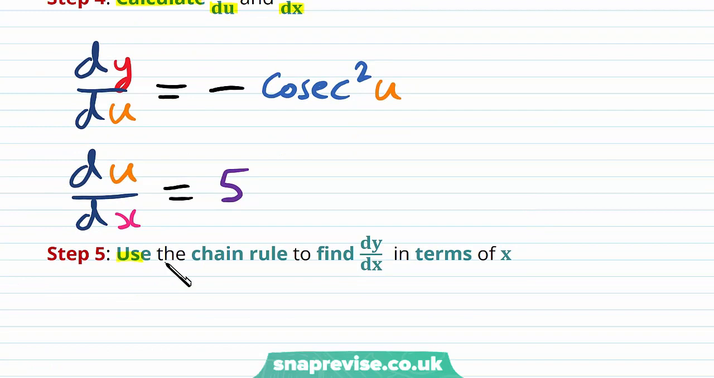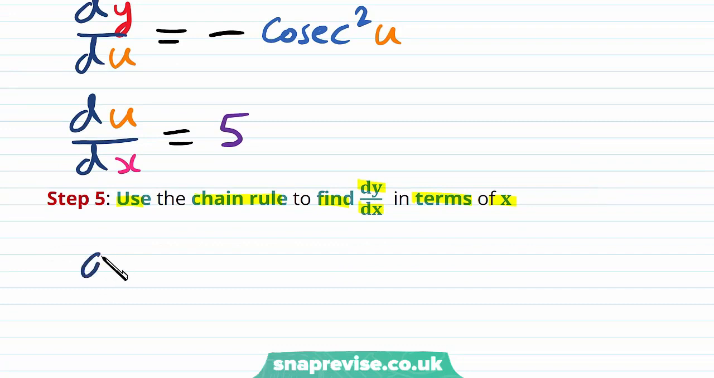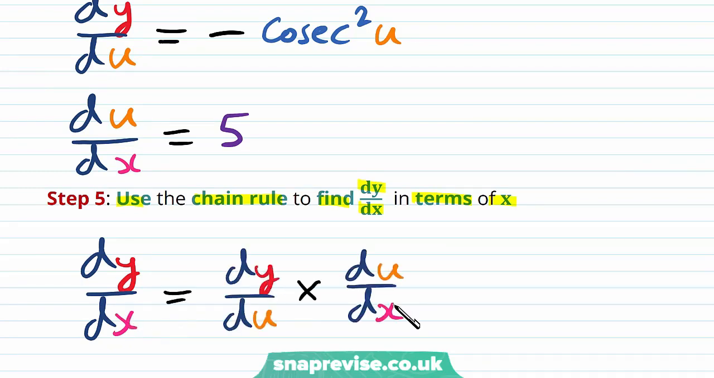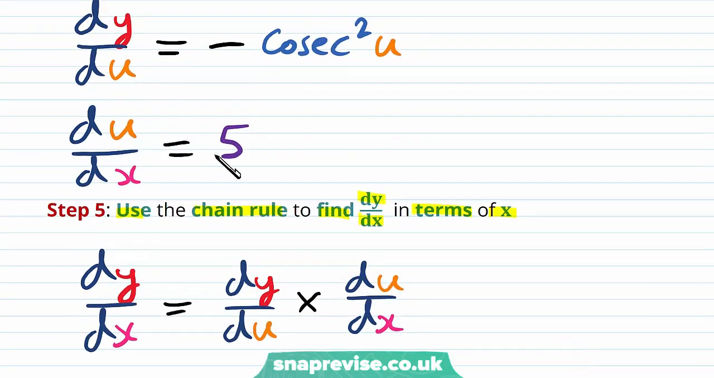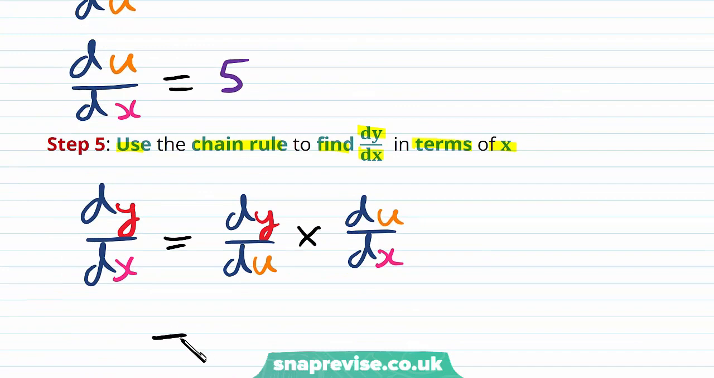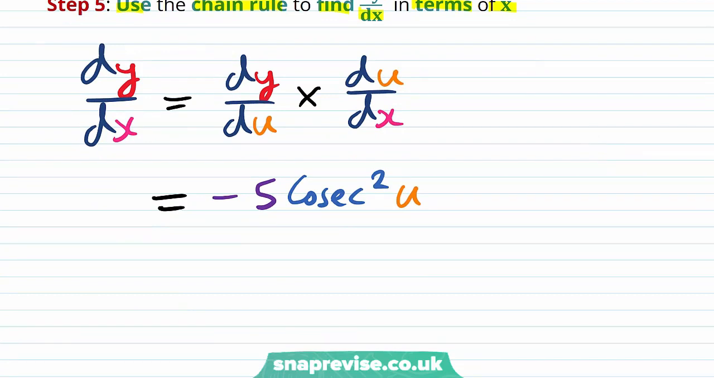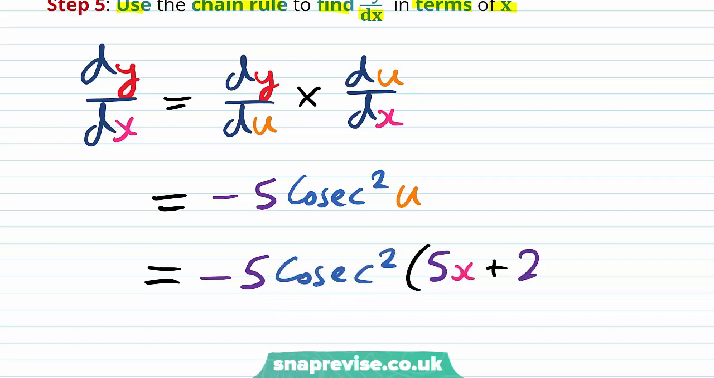Our fifth step is to use the chain rule to find dy by dx in terms of x. So again, when calculating dy by dx, we're going to be using the chain rule, which gives us the product of dy by du and du by dx. And therefore, by multiplying these two quantities together, we get minus 5 cosec squared of u. And then finally, by re-substituting our u back in, we get minus 5 multiplied by the cosec squared of 5x plus 2. And this is our final answer for the derivative.